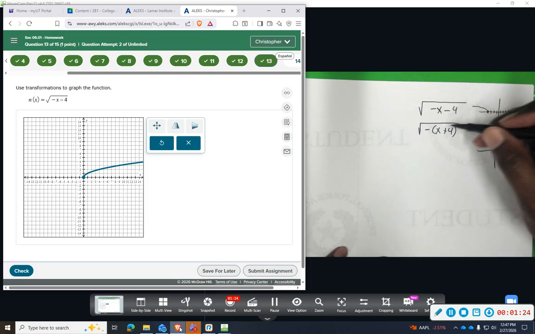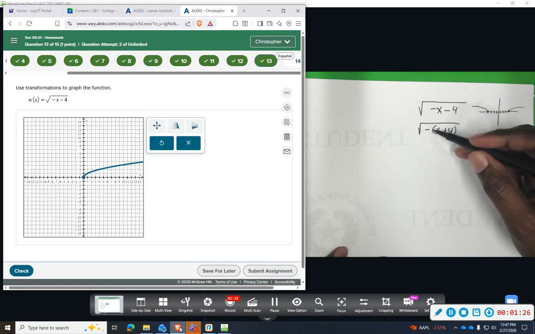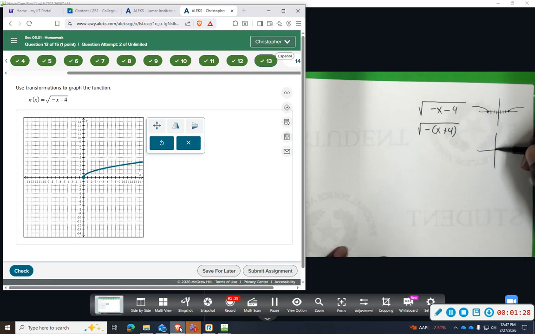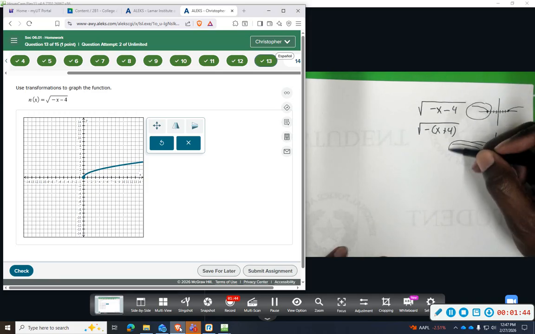Doing it with the transformation, we would reflect this graph first. So it's going this way. We would first reflect it to go this way, and then the plus 4 means go left 4 units. 1, 2, 3, 4. Okay. So I would move this point here, and so you can see it lines up exactly with this.